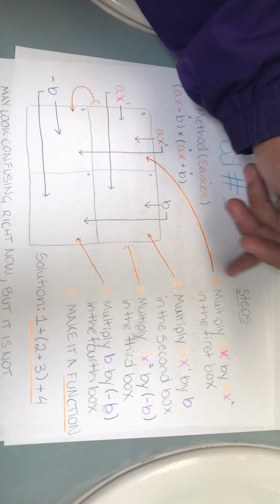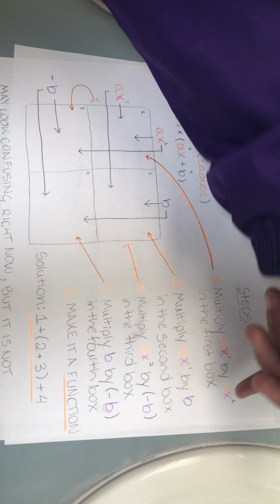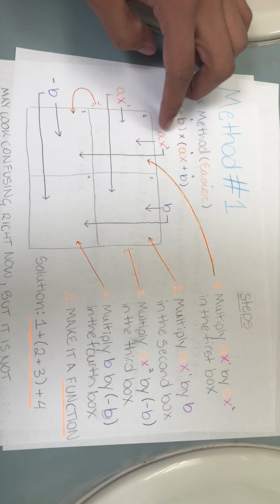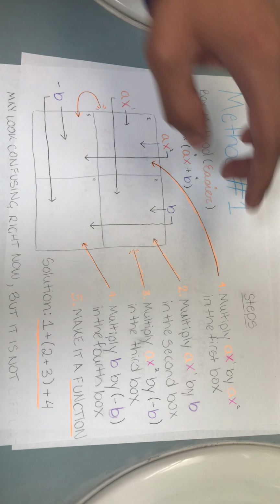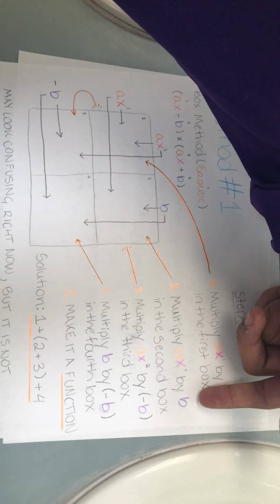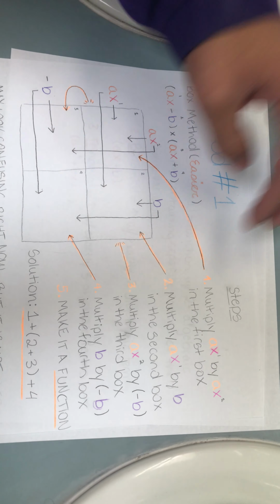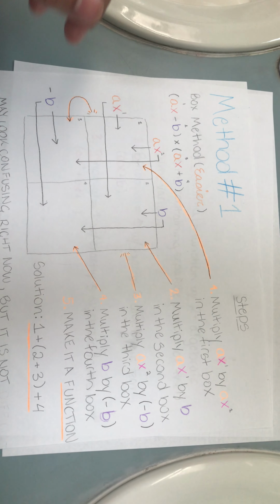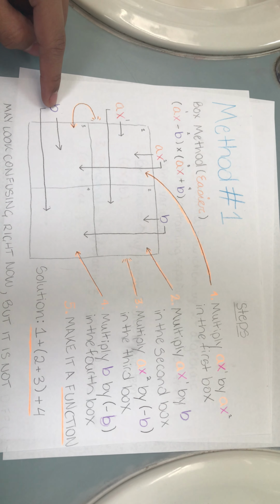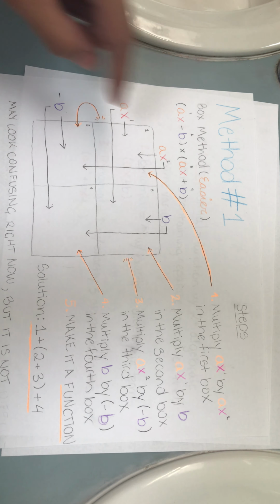In box 1, you're going to multiply ax by ax. In box 2, you're going to multiply ax by b. In box 3, you're multiplying ax by b. And in box 4, you're multiplying negative b by b.